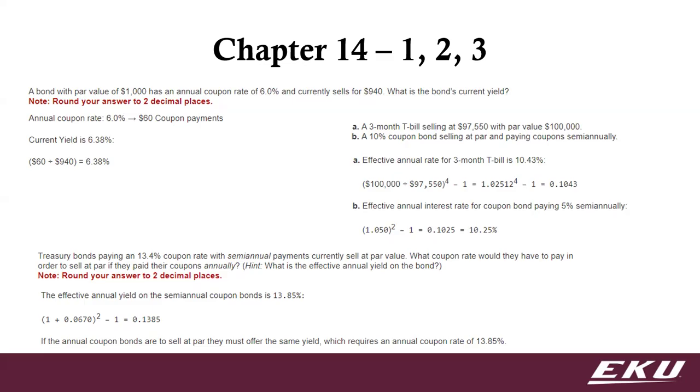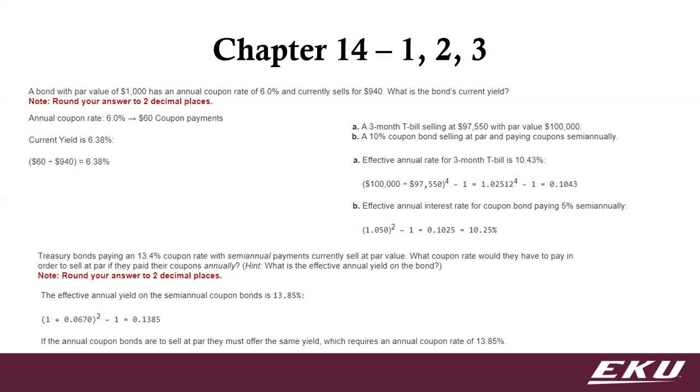And so in that first one, we just take the coupon divided by the current price, and that'll give you the current yield. The difference from the 940 to the par value 100, that's going to be capital gain, but for the current yield, we're just going to use the annual coupon payment.